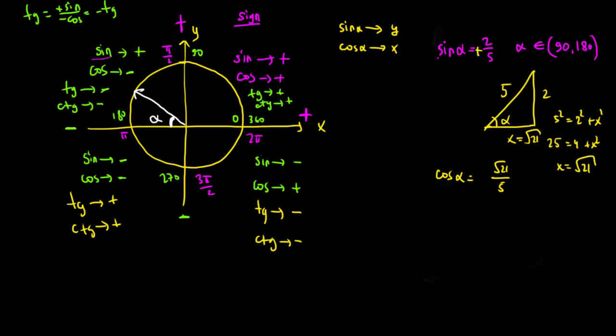But what is the sign of it? Since it's in the second quadrant, and in the second quadrant we know that cosine is minus because the x in the second quadrant is also minus, that's why this should be also minus.